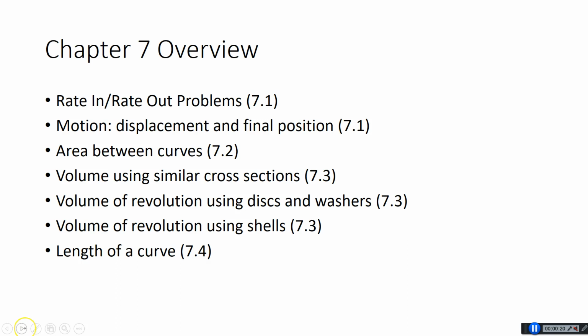So this is our topic list for Chapter 7. Rate in, rate out is in a different video, motion is in a different video. This is going to kind of cover all of these. Okay, so area between curves, volume using similar cross sections, volume of revolution using disks and washers, and volume of revolution using shells. It's really the last two. If you wanted to create a problem using similar cross sections or find the area in this problem, you definitely could. I'm also going to cover length of a curve in this one.